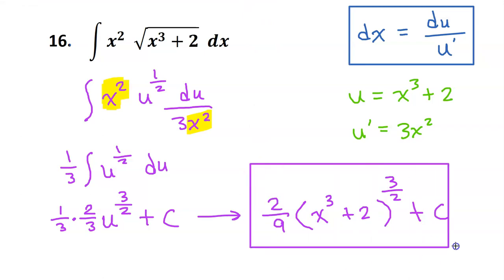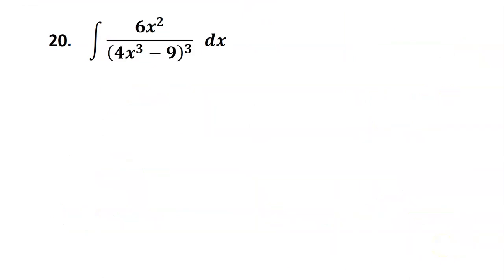Absolutely brilliant. Number 20. Where's the u? Do you see it? Probably 4x to the third power minus 9 sitting here inside of the cube. So let's let u equal 4x to the third power minus 9. And then let's immediately write u prime.